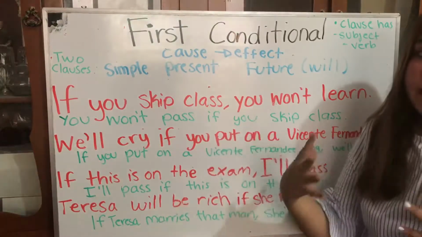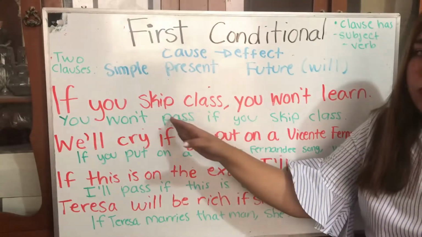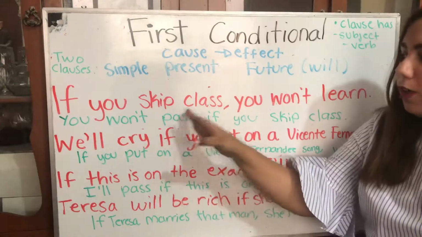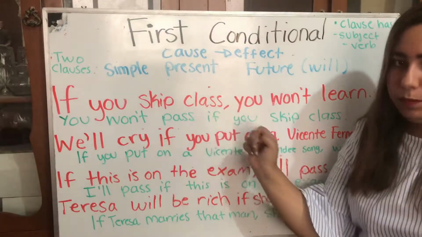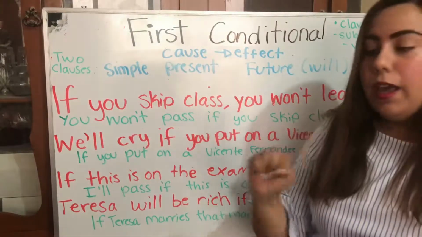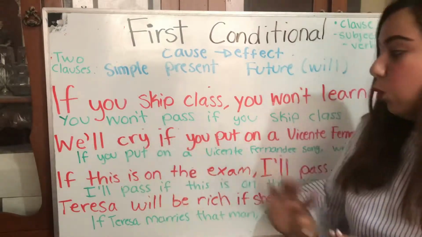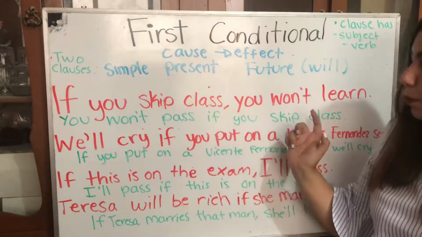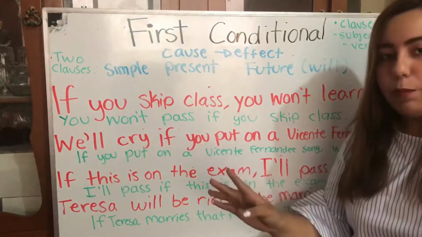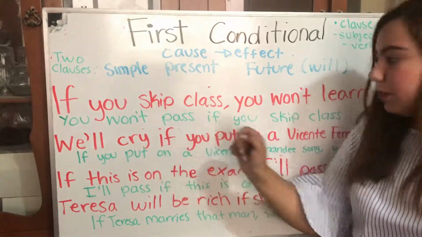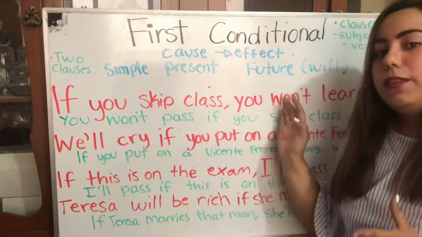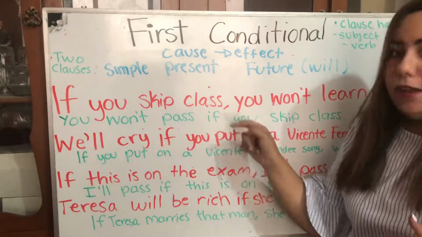Something very important, like in zero conditional, if you begin with the cause, you're going to separate your clause 1 and your clause 2, or your cause and your effect, with a comma. But if you switch it and you begin with the effect, you won't use a comma. So for example, you won't pass if you skip class. Here, no comma. Why? Because this is the effect and this is the cause. But here we began with the cause and this is the effect, so we use a comma.